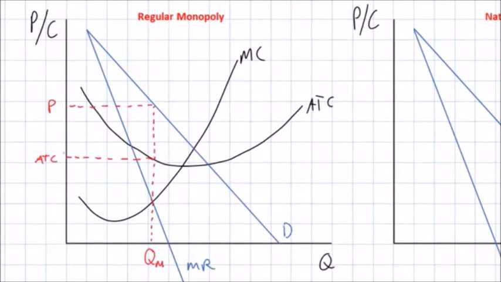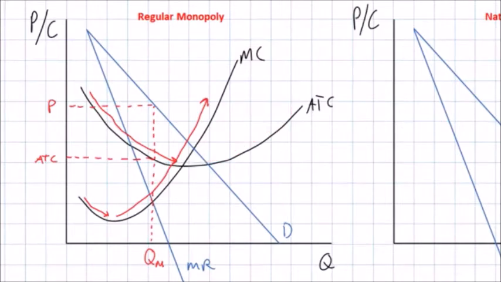Notice that this monopolist has a fairly normal looking average total cost and marginal cost curve. Marginal cost slopes downwards and then it slopes upwards when the firm begins experiencing diminishing marginal returns. Average total cost slopes downwards and then slopes upwards once marginal cost is greater than average total cost, for all the reasons explained in previous video lessons.